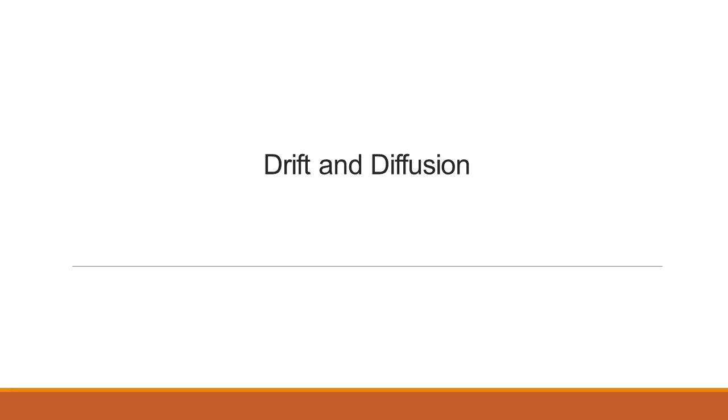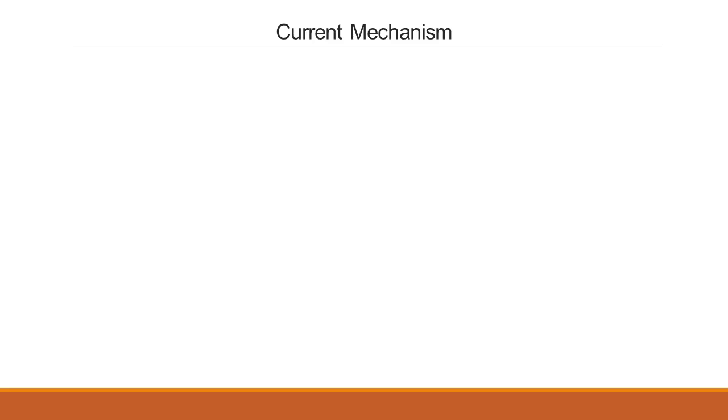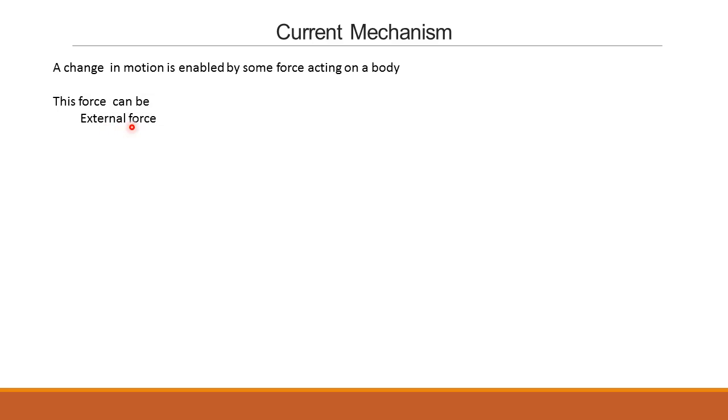Today we'll take a look at drift and diffusion. These are two mechanisms which carry current, which allow current flow in a semiconductor. So let's take a look at the current mechanisms. A change in motion is enabled by some force acting on a body. This is simple Newton's law, we know that from classical mechanics. This force can be an external force or a force created by concentration gradient.